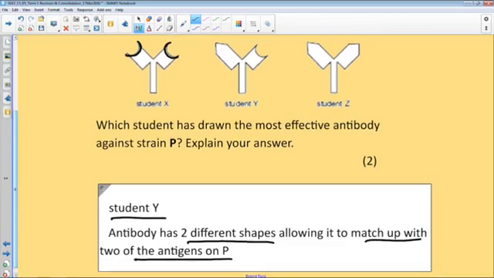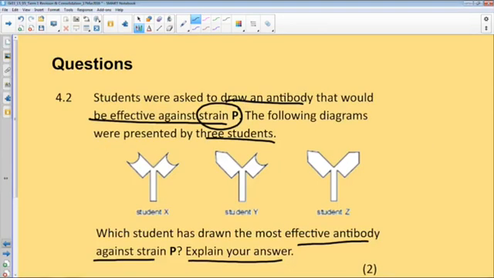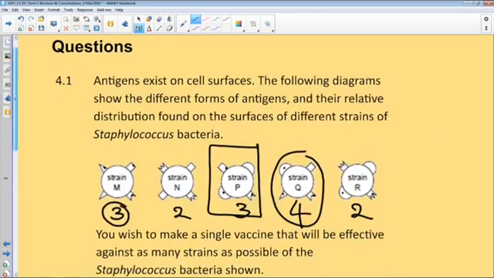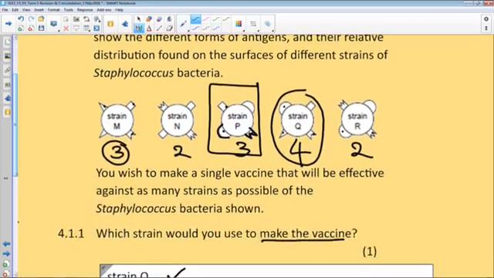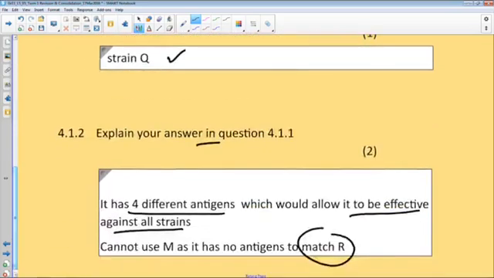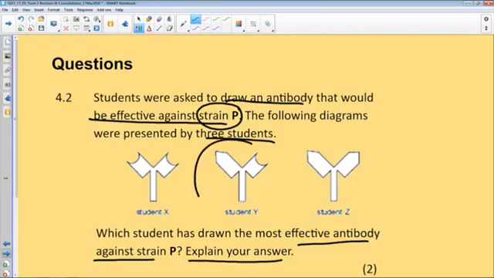And let's go back to that. I know that we're going back and forth, but I think it's important to relate that to the diagram. It's got 2 different antigens, and if you look at the shape of that, this is definitely going to fit into that shape on the antibody, and hence the explanation as to why we would choose student Y as the correct antibody for that specific strain P.